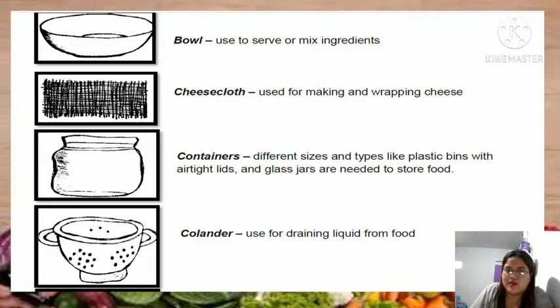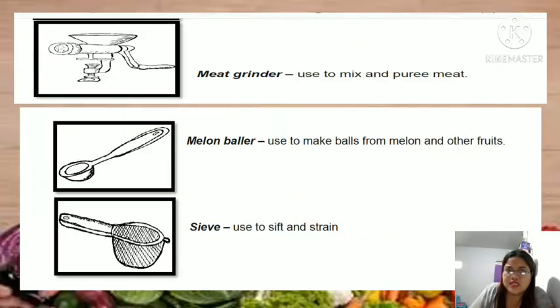Next, colander, used for draining liquid from food. Yan yung mga salaan. Next, meat grinder, used to mix and puree meat. Yan yung pang grind. Okay, sa palengke meron po niyan. Okay, so yung meat grinder, yun yung panggiling.